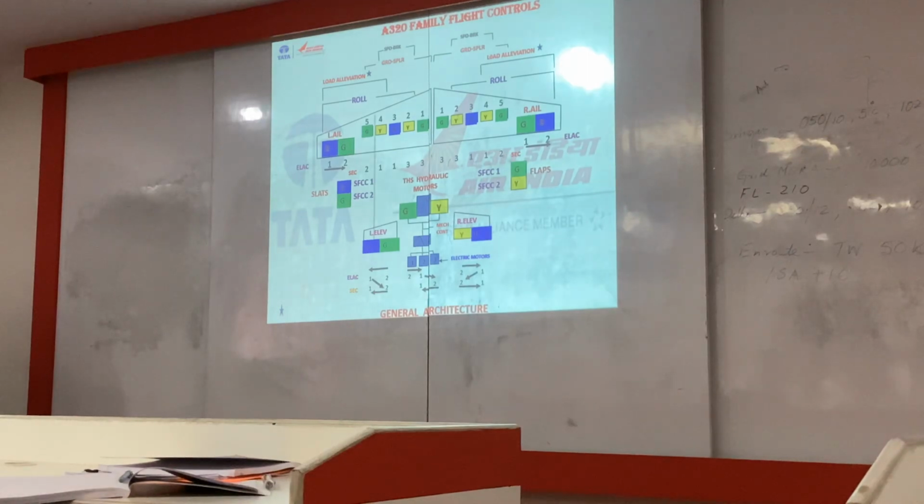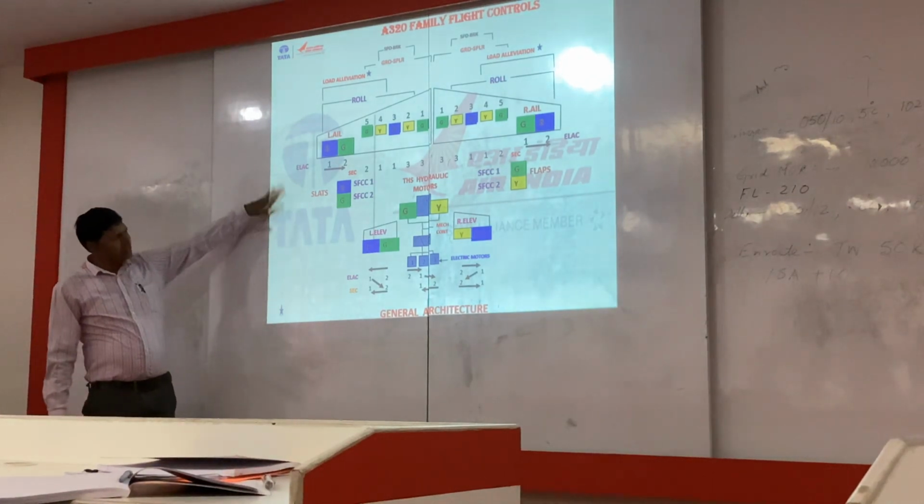Then the different hydraulic systems are there. Three hydraulic systems are there: green, blue, and yellow. Green and yellow each have an engine-driven pump, whereas the blue one has an electrical pump.